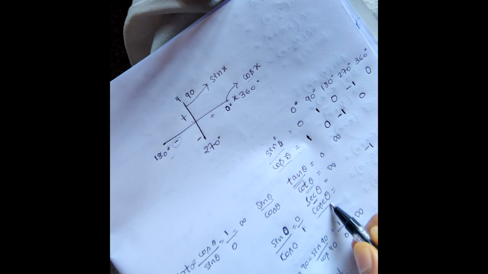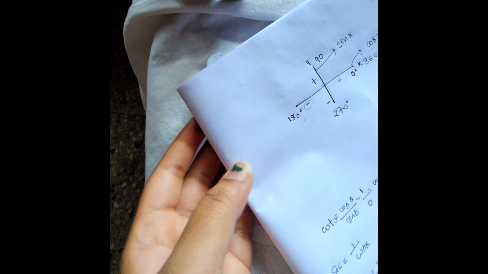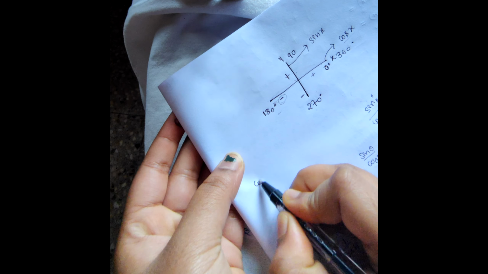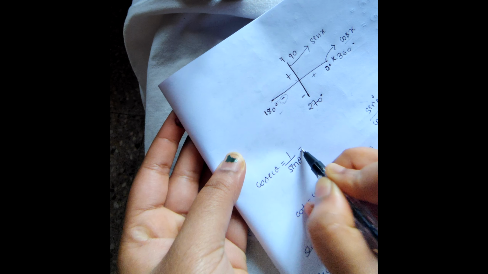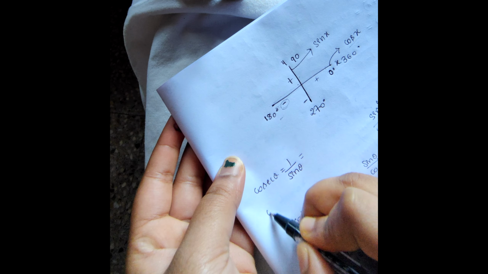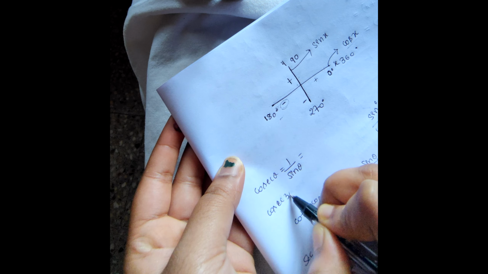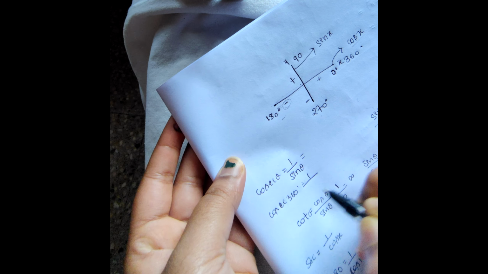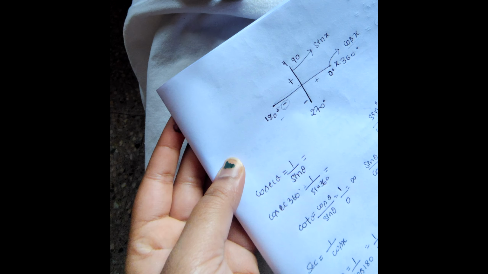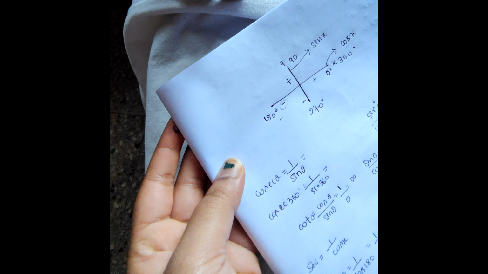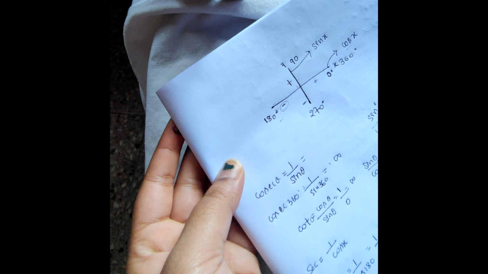Similarly, cosecant is nothing but 1 by sine theta. If I take, randomly, cosecant 360, you should know it is 1 by sine 360. What is 1 by sine 360? Sine 360 is 0. So 1 by 0 is not defined. Therefore it is not defined. Can you see?